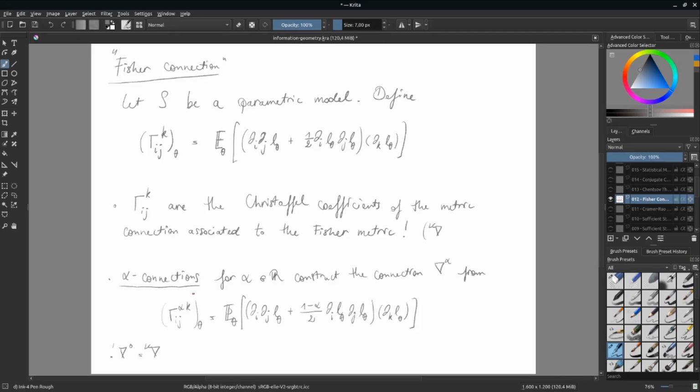It's nice to define this, and we'll see later something called the alpha connections. The idea is that you take some alpha in the real numbers, and you construct a new connection from the first connection simply by defining new coefficients. So it's essentially the same expression, but instead of 1/2 here, we have 1 minus alpha over 2. And so taking alpha to be 0 gives us again the Fisher information metric. Why these are nice, we'll see just now.